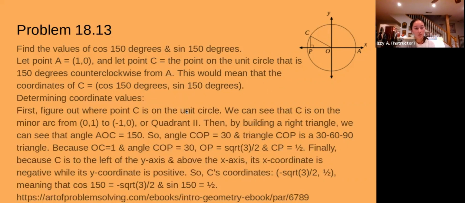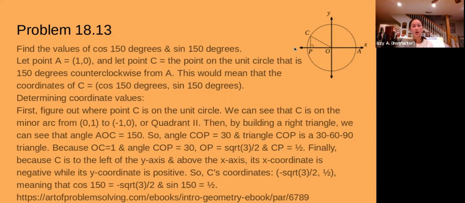So in order to determine the coordinate values, we're going to take some steps. First, we're going to figure out where point C is on the unit circle. And we can see that C is on the minor arc from (1, 0) to (-1, 0), or quadrant 2. This is really important. We're going to be going over the quadrants too, and the signs that correlate to cosine and sine.